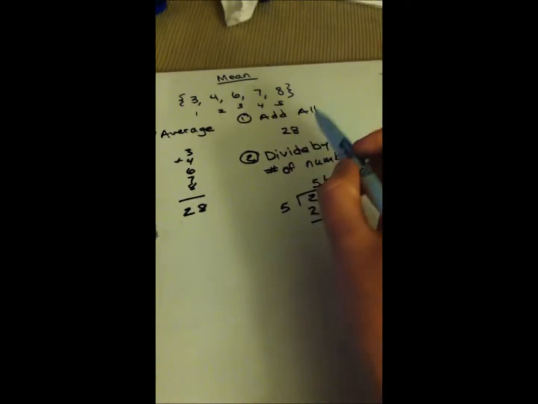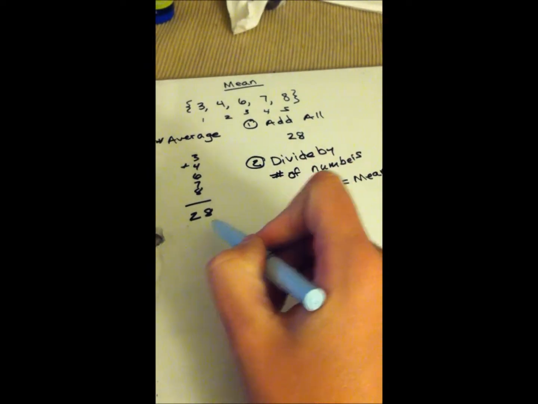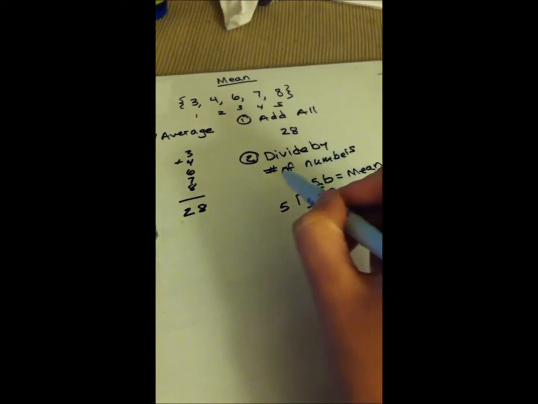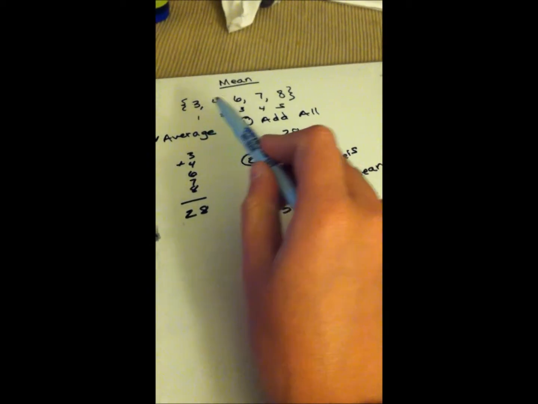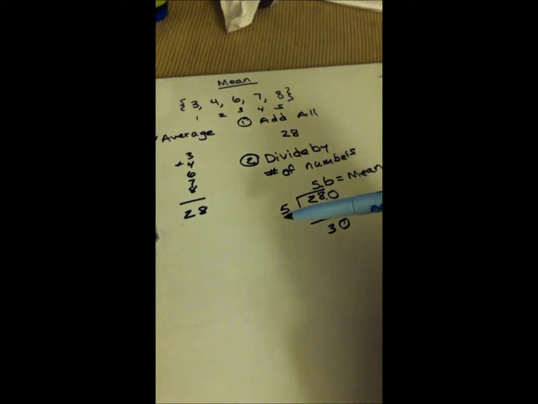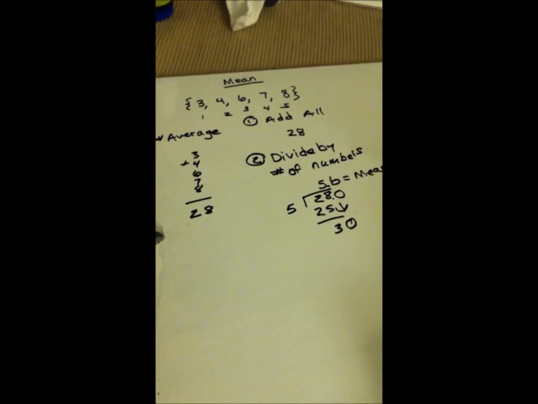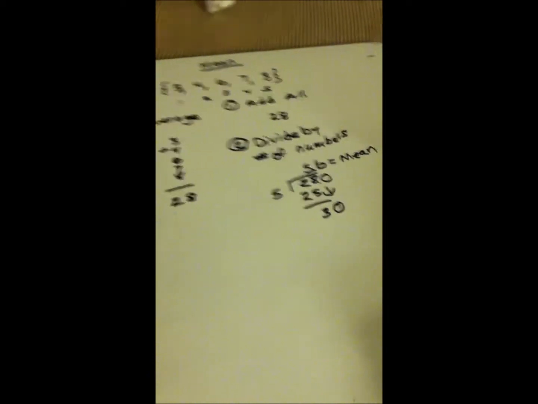Okay, you add them all up. You got 28, and then divide by the number of numbers. So I just count. I had 5 numbers. 28 divided by 5, 5.6. That's all you need to know in order to find the mean.